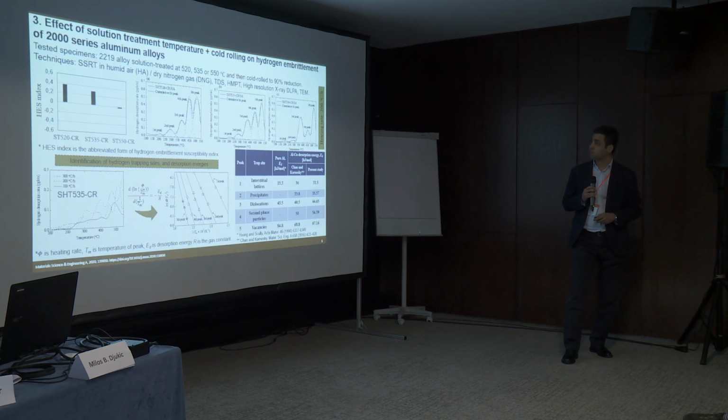The other point that we considered was the effect of solution treatment temperature plus cold rolling on hydrogen embrittlement of the 2000 series, which is aluminum plus copper. You can see here the different trap sites that we identified, and with the change of the solution treatment with the cold rolling, we can see a different distribution of the hydrogen by looking at the TDS. And it is super interesting because it shows us how we can design the alloy.